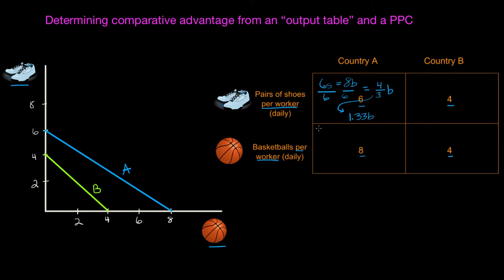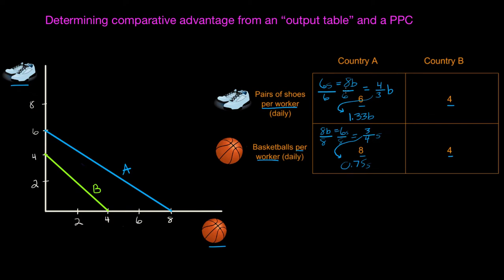Let's now calculate the opportunity cost of basketballs in terms of shoes. Country A can produce either 8 basketballs or 6 shoes. To find the cost of basketballs, I just divide both sides by 8 here. And I get an opportunity cost of 3/4 of a pair of shoes per basketball. Again, I'm going to convert this to a decimal to make it easier to compare opportunity costs across countries. 3/4 of a shoe comes out to 0.75 pairs of shoes per basketball. I now have my opportunity costs of shoes and basketballs for country A.